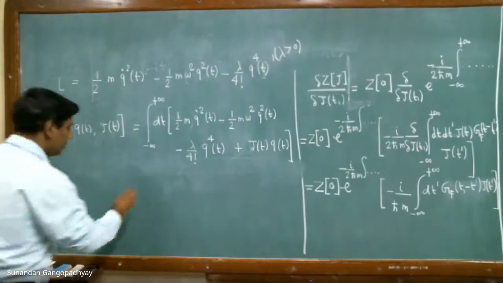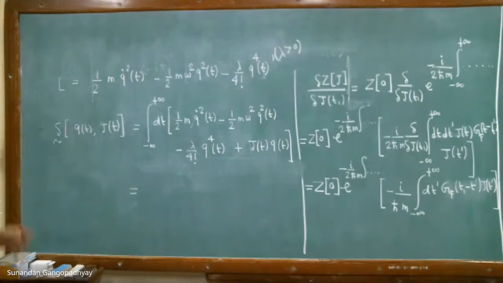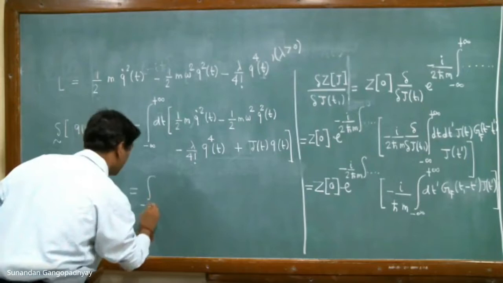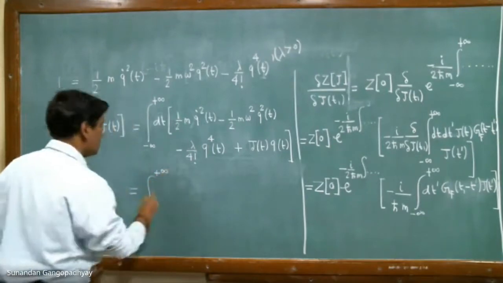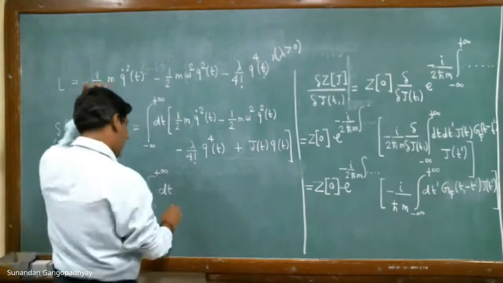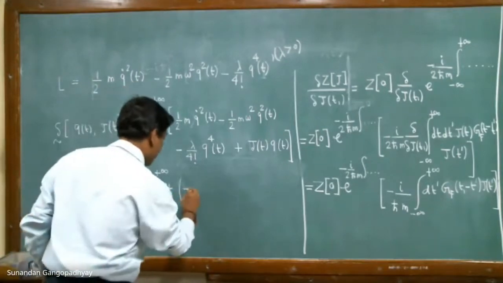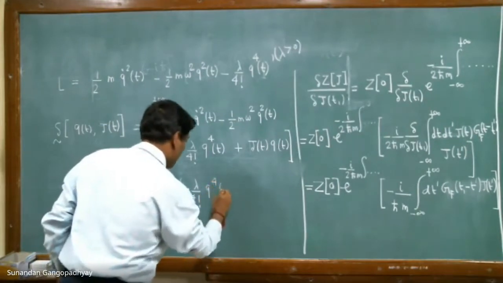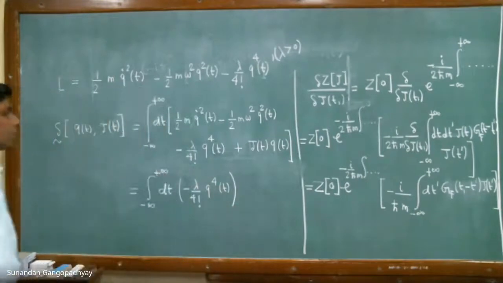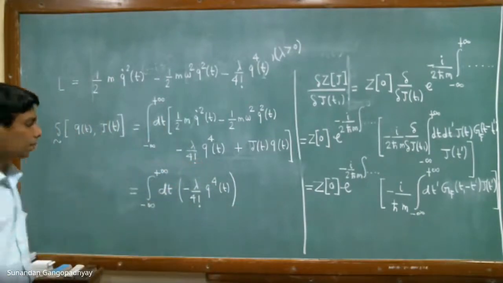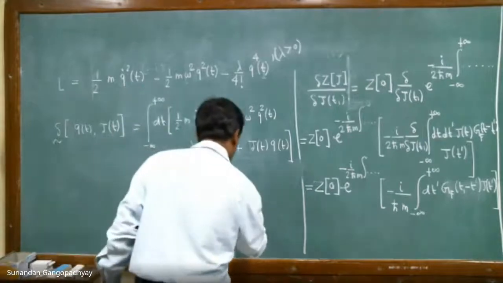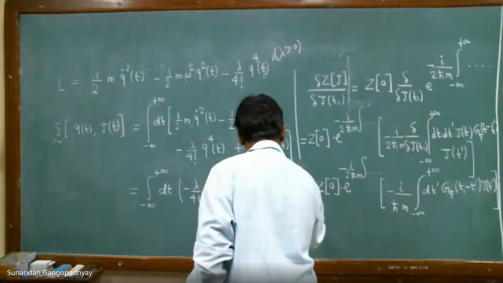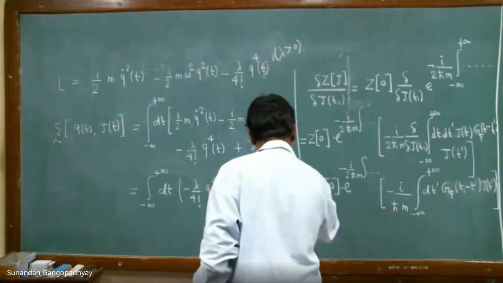So we have this thing, and therefore I can now write this part down as the integral from minus infinity to plus infinity dt of minus lambda by 4 factorial q to the power of 4. I just separate this term, just partition this term out, and then I write the rest of the thing as S naught of q, J. Okay.